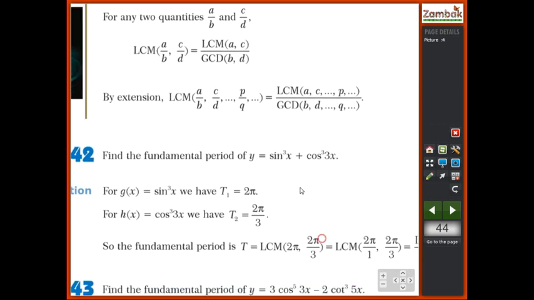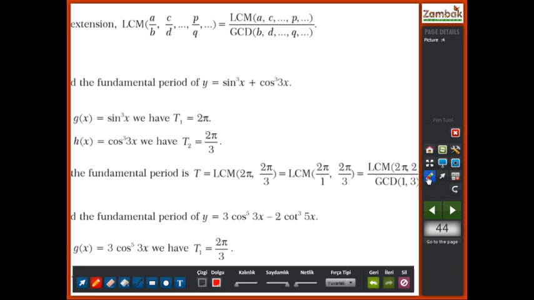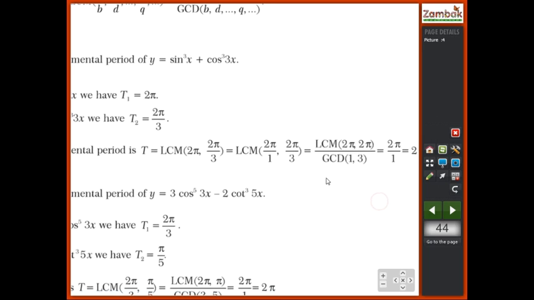That means here we have the least common multiple of 2 pi and 2 pi over 3, and 2 pi is in here, 2 pi over 1, and 2 pi over 3 in here. To find the smallest number that can be divided by this one and this one, we have to find the smallest number that can be divided by 2 pi and 2 pi. That is 2 pi.